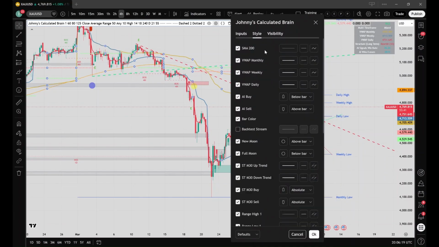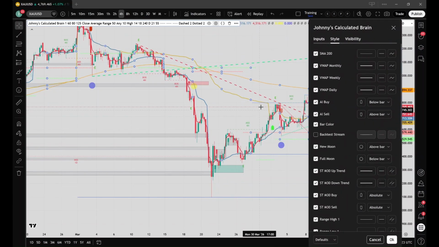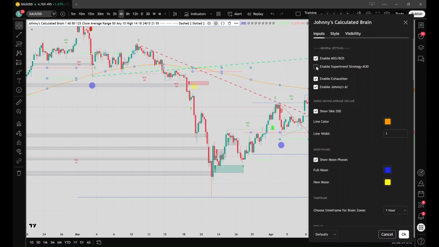So the first thing I'll do is remove some lines here, which will add a bit of clutter before enabling this. So I will disable the daily VWAP, weekly, monthly from the style tab here. And then I will enable the super trend strategy M30. And this is the decision-making framework, by the way. I can change the title to something else if you guys want, but I just want to highlight that it's for the M30 time frame, and it's based on the super trend strategy, but also something else, which is wonderful.